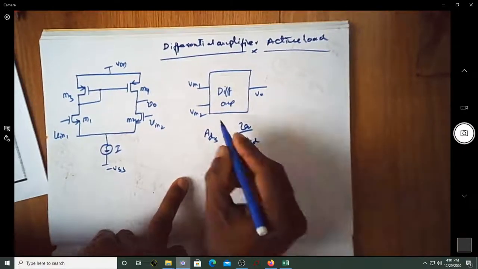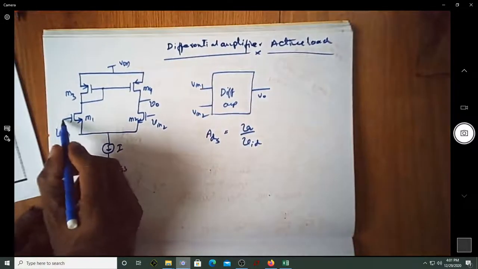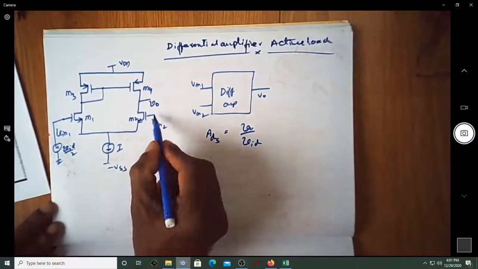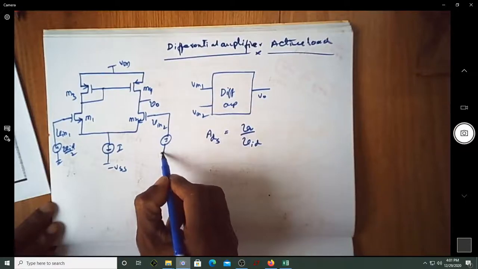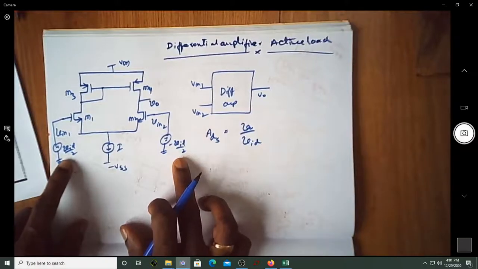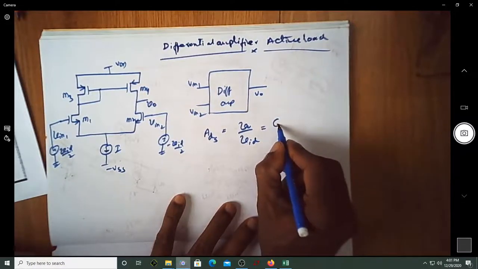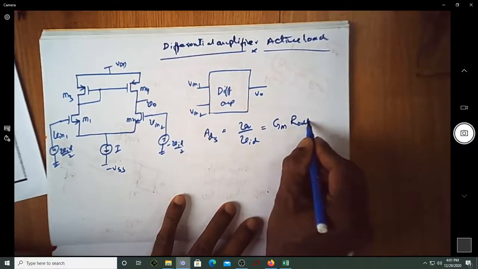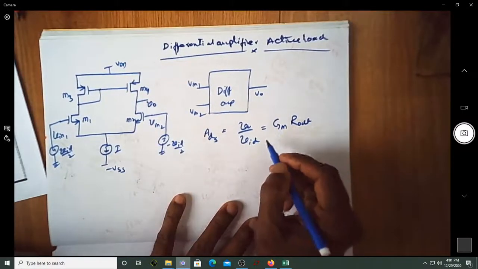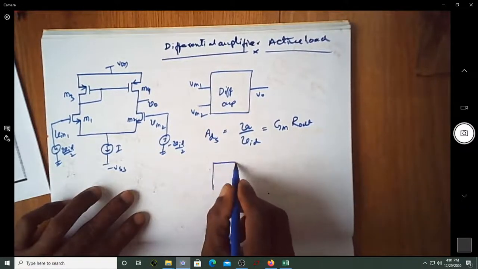Here we can apply a balanced input voltage. So I can apply the input voltage VID by 2 here, and minus VID by 2 here, so that you have a balanced, symmetric input voltage which is differential in nature. That gain will be given by capital GM into R out, where capital GM is the short-circuit transconductance of this amplifier.